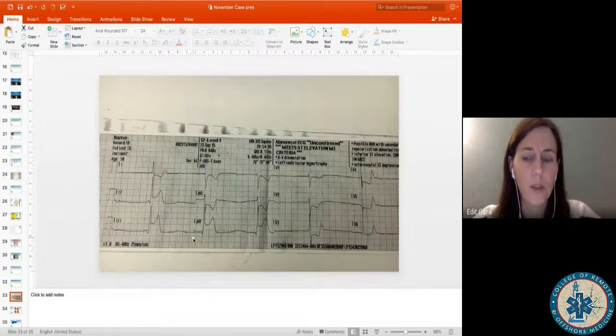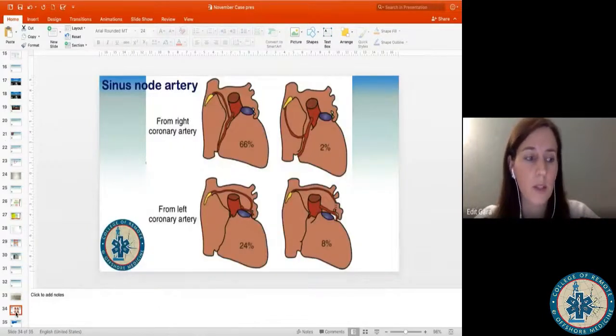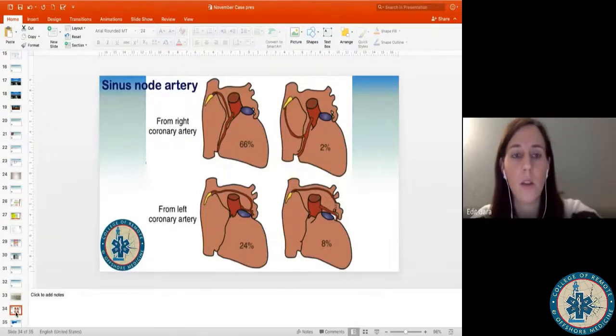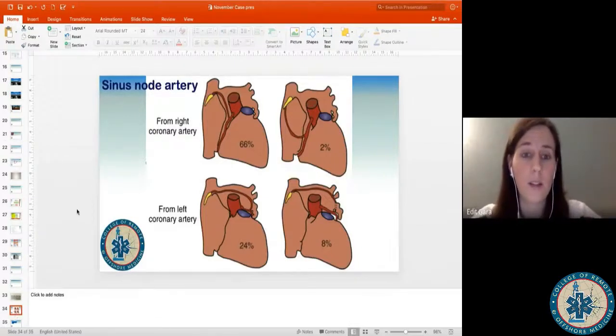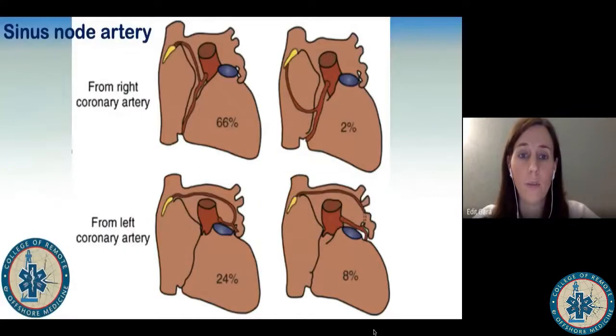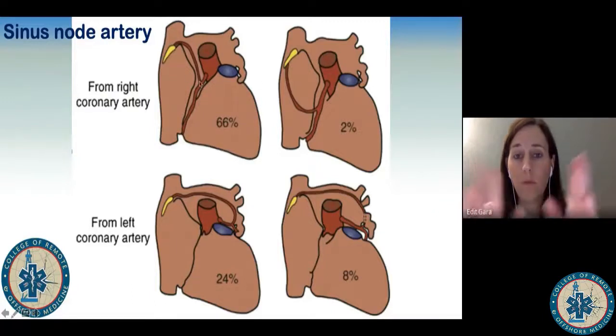So, what's the reason? And you can see the reason on this slide. The reason is that you can see the percentage of the sinus node artery. In most people, it's originating from the right coronary artery. It has usually 2 pathways to do so.